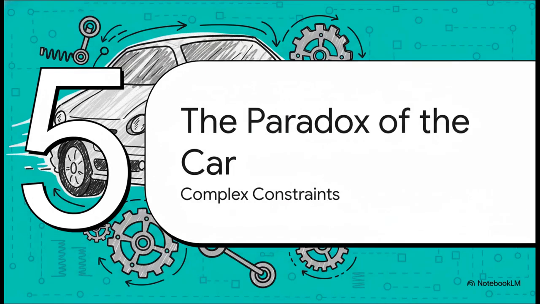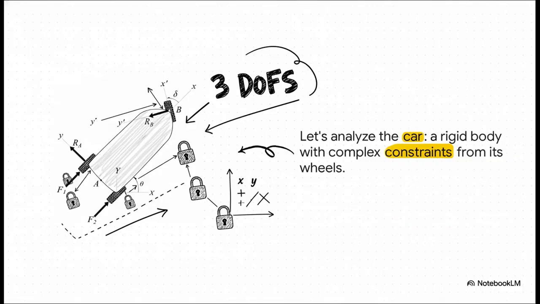All right, let's take all of these ideas, rigid bodies, degrees of freedom, and constraints, and apply them to a more complex case study, one that reveals a pretty fascinating paradox. The common car. Now, on a flat plane, we know a rigid body has 3 degrees of freedom. But the wheels on a car add some very specific rules, or constraints, about how it's allowed to move. Let's see what they are.